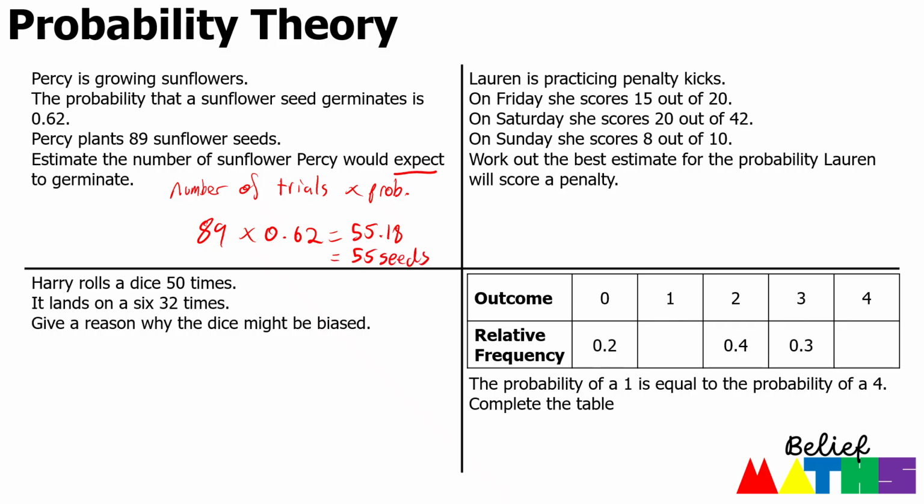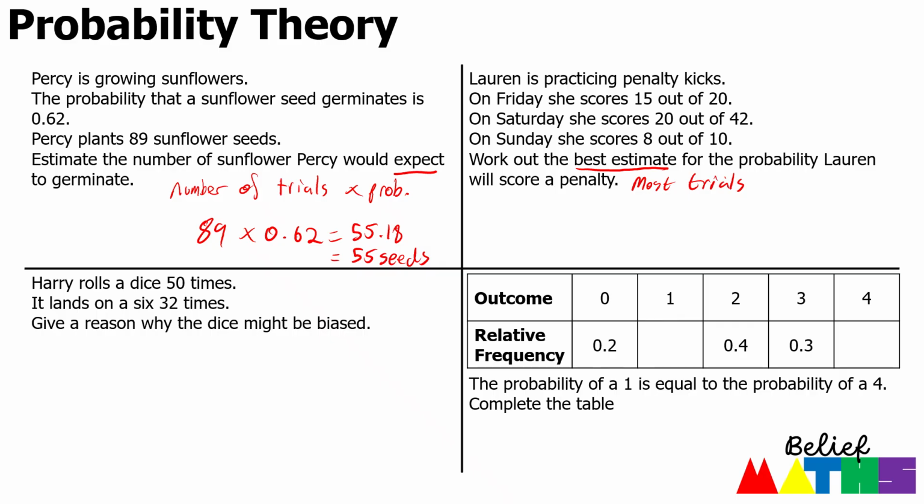Second one says Lauren is practicing penalty kicks. On Friday she kicks 15 out of 20. On Saturday she kicks 20 out of 42. On Sunday she kicks 8 out of 10. Work out the best estimate for her probability. Now, when we talk about best estimate, it's not which is the highest probability. It's always the most trials. So where does she have the most number of attempts? Okay, most trials.